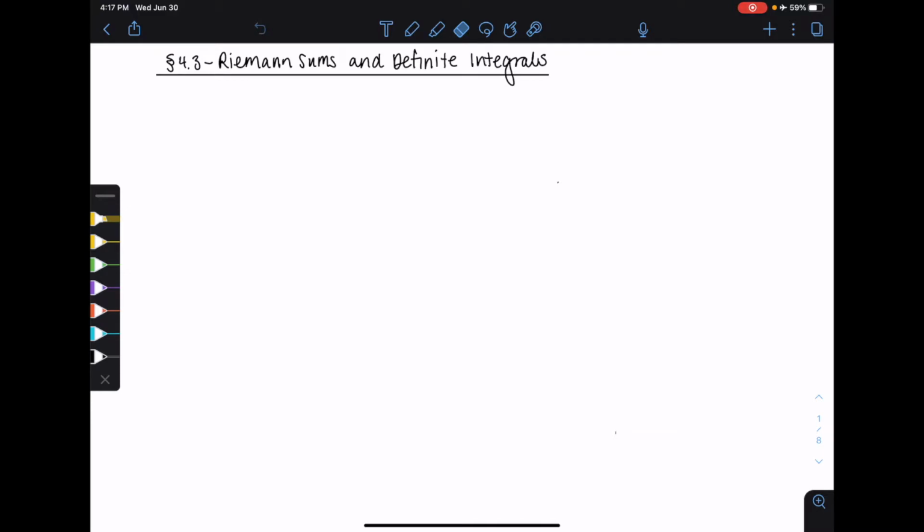We learned about the concept of applying approximating rectangles to get an approximation for the area under a curve. What we want to do now is see, how do I formally figure out this definition of the area under a curve? And we're going to relate that to what we call Riemann sums, which is essentially what we just did, and also definite integrals.